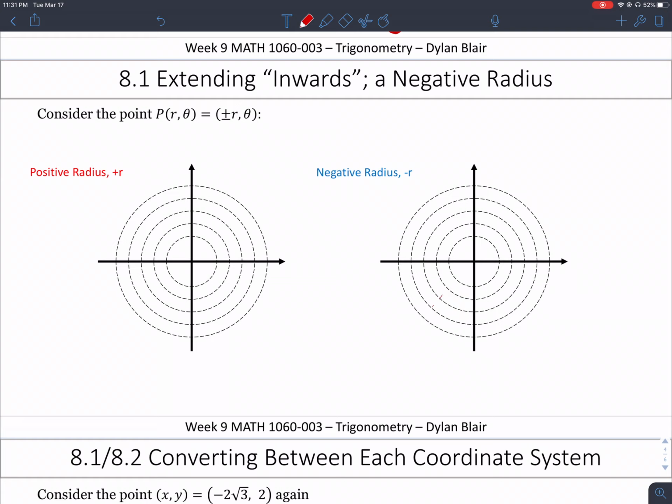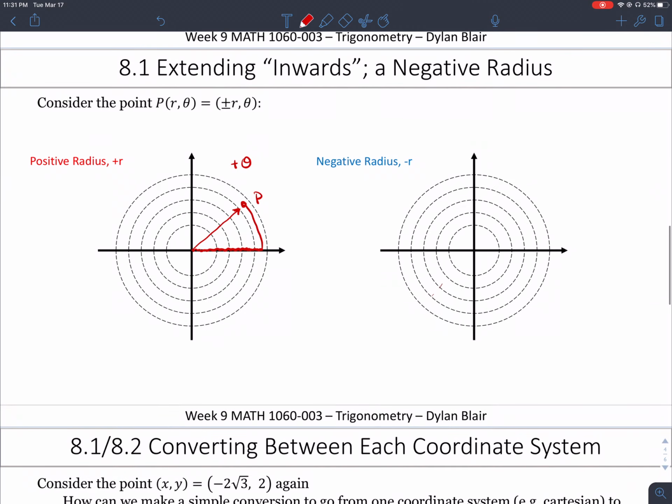So let's consider that we just have some positive theta. Okay, and let's first consider on this left-hand graph that we have a positive radius. So that means that we extend out by some positive radius, say it's somewhere right here, and then we rotate by some positive theta in order to get to this point. And so that's how we can get to this point right there. Now note we have infinitely many ways that we can express this point P.